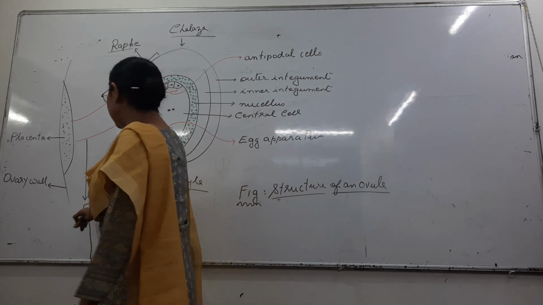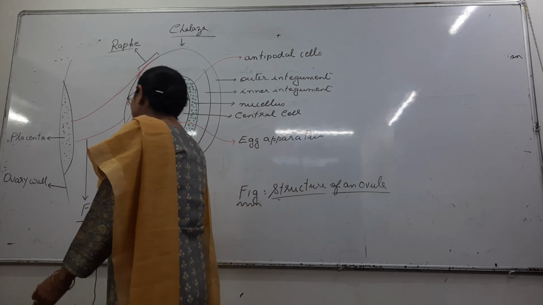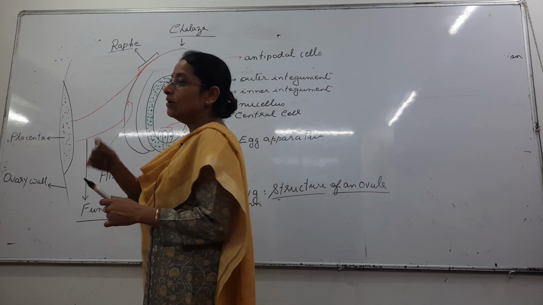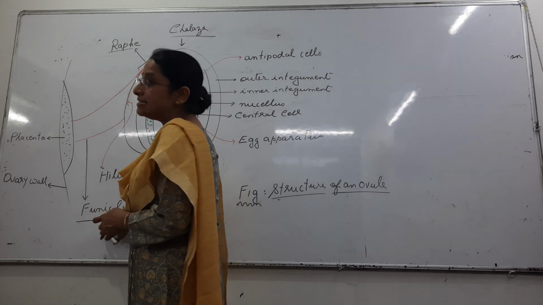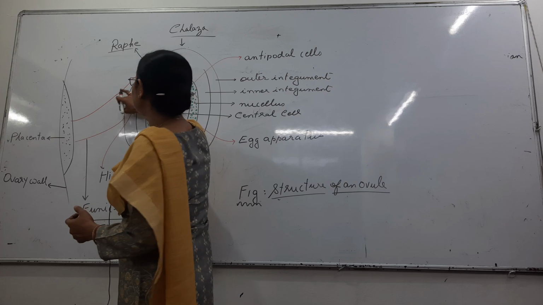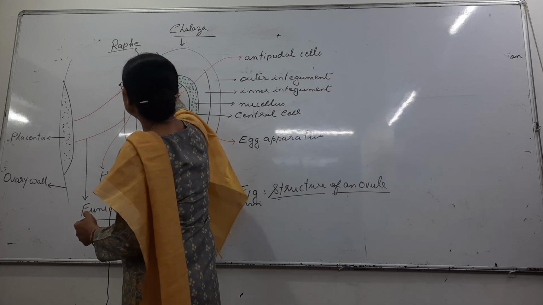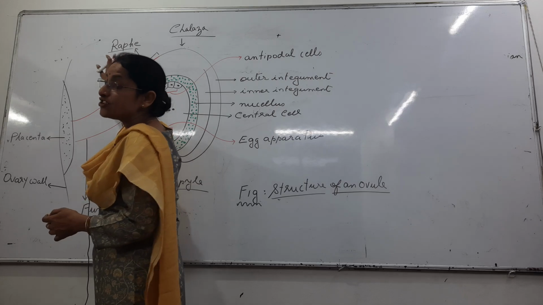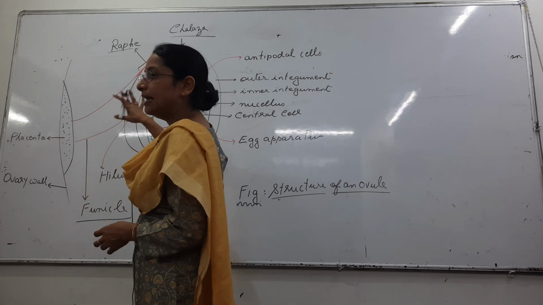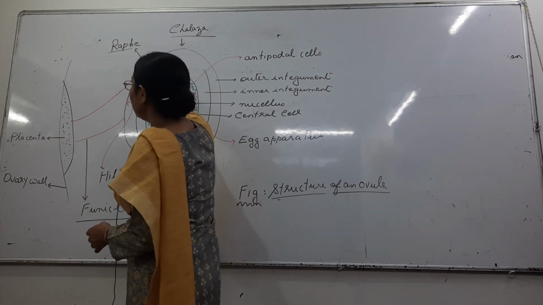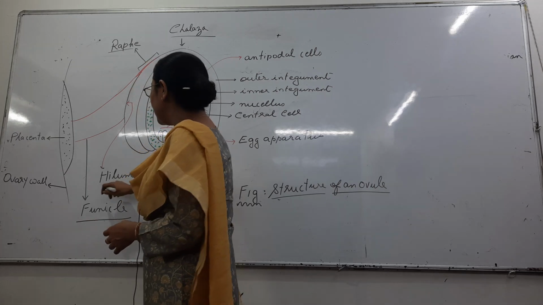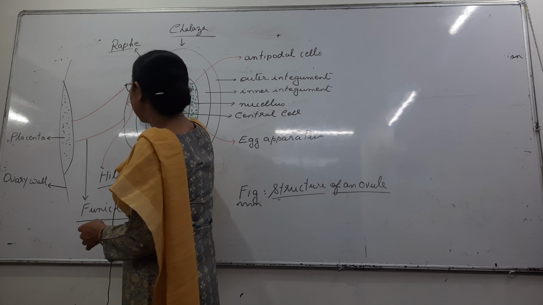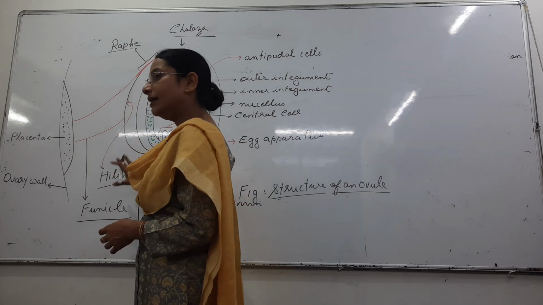Next, we have a structure called the funicle. What is a funicle? The stalk of the ovule, like the stalk we see below the litchi. That stalk is called the funicle. Sometimes the funicle extends over the body of the ovule. That part is called the raphe. The extension of the funicle over the body of the ovule is called the raphe. Next, we have a word called hilum. What is the hilum? The point of attachment of the funicle and the body is called the hilum. We will be writing that.